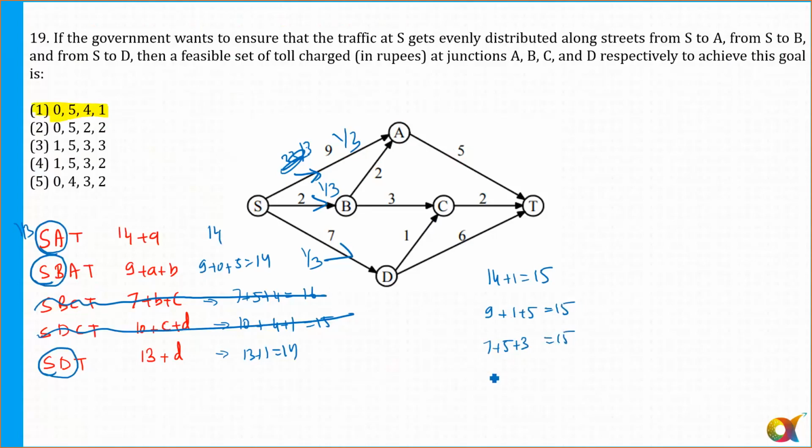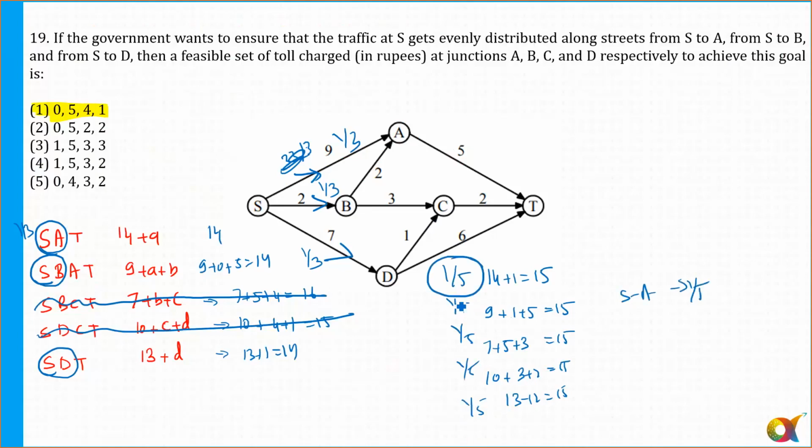And in the fourth part, 10 plus C plus D. So 10 plus 3 plus 2, that is equal to 15. And here the last one is equal to 13 plus 2, that is 15. So 15 means what? All 5 are equal. So 1/5 of the traffic will flow here, 1/5 here, 1/5 here, 1/5 here, and 1/5 here. Yes or no? Alright. So from S to A, only 1/5.